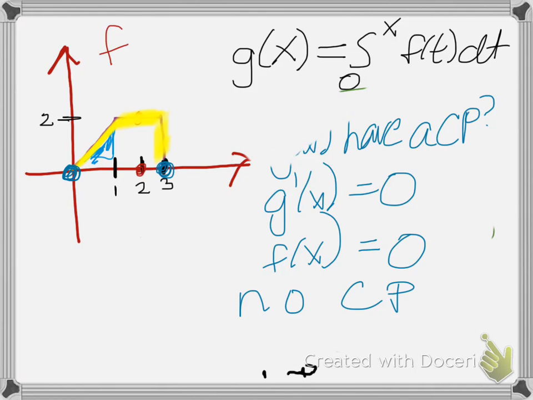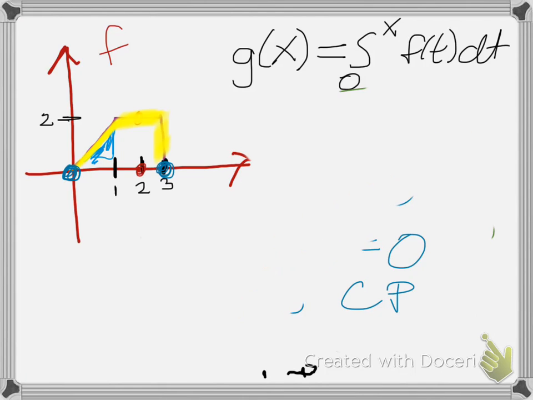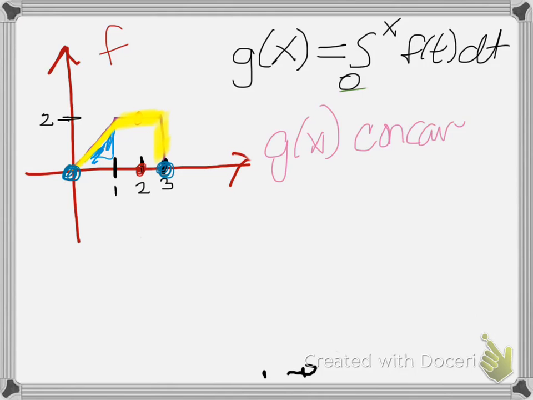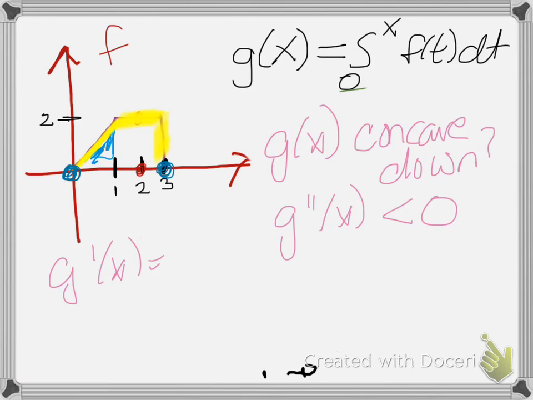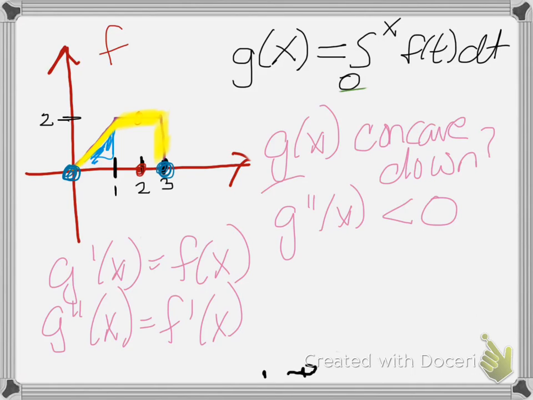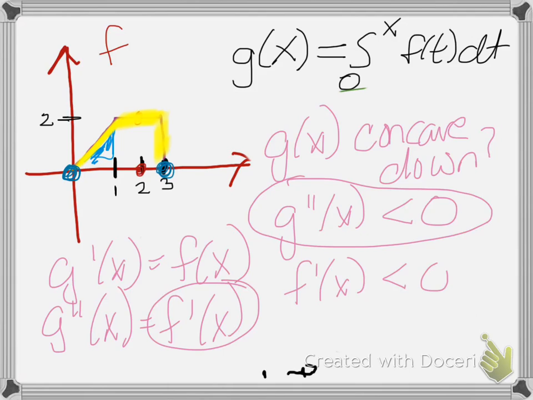Okay, let's try one more time. Okay, how about when is g of x concave down? Okay, so g of x is concave down when g double prime of x is less than 0. Okay, I know that g prime of x equals f of x because we already did that. So g double prime of x equals f prime of x. So if I want to know when g double prime is less than 0, that's the same thing as asking when is f prime of x less than 0.